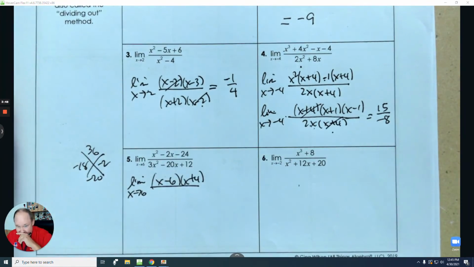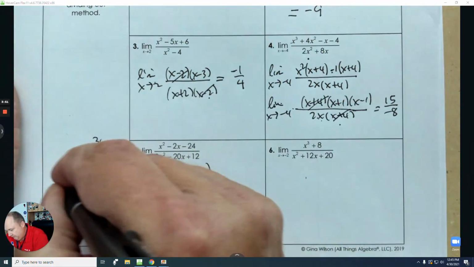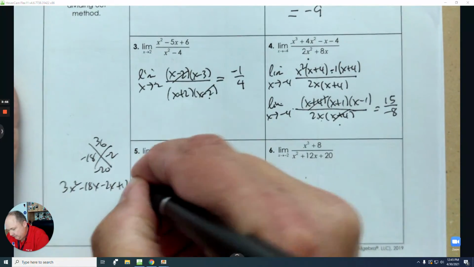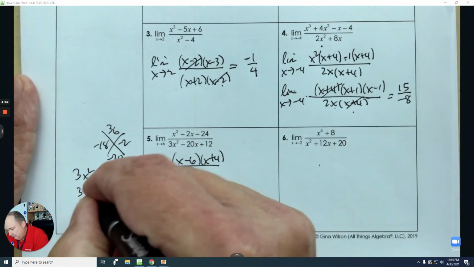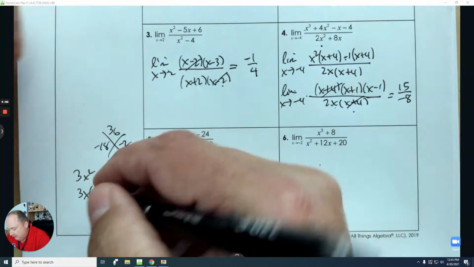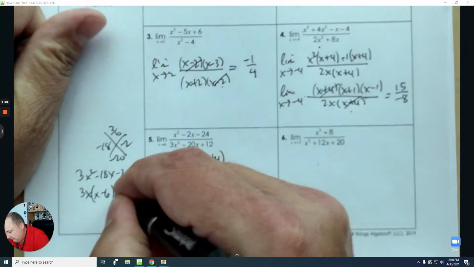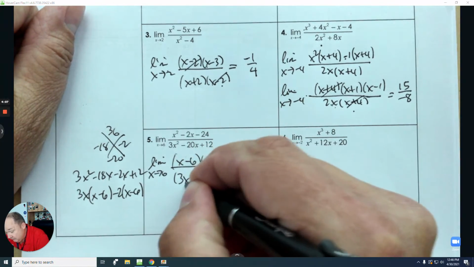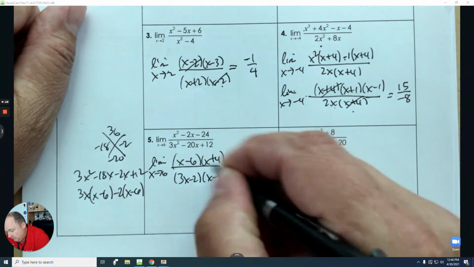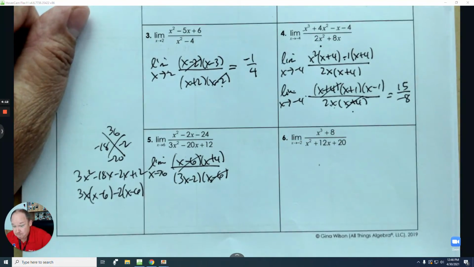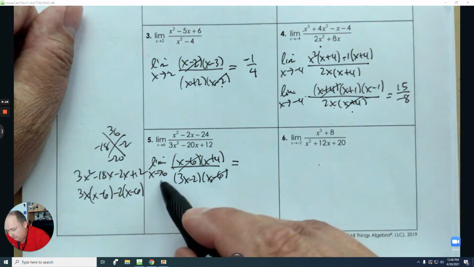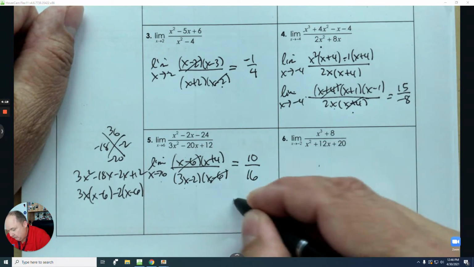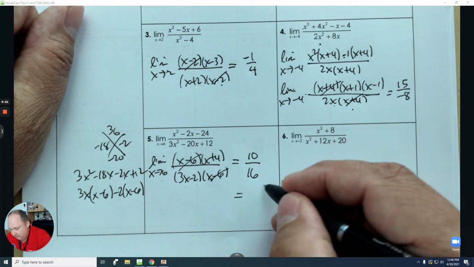So -18 and -2. Do a substitution with -18 and -2. And then group these. So 3x, x subtract 6, -2, x subtract 6. So then you get the two factors you need. Now I can remove x subtract 6. That's a removable discontinuity. Plug in 6 and I get 10. 18 take away 2. You could reduce it down if you like. And it's 5 over 8.